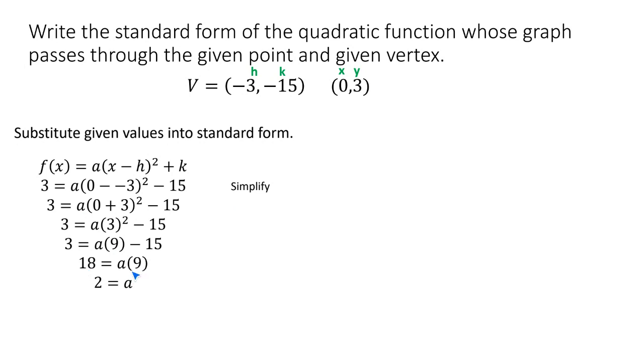And then we're going to divide by 9. So we get a is equal to 2. So I plug those numbers in here. So here's my a is 2. X minus h. Again, h is negative 3. And then k is negative 15. Negative negative is a positive 3. So I end up with my answer, which is here f of x equals 2 parentheses x plus 3 squared minus 15. Okay, so that is how we could write the standard form given the vertex and any point that we might have.